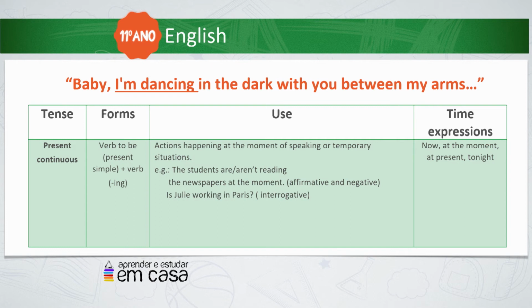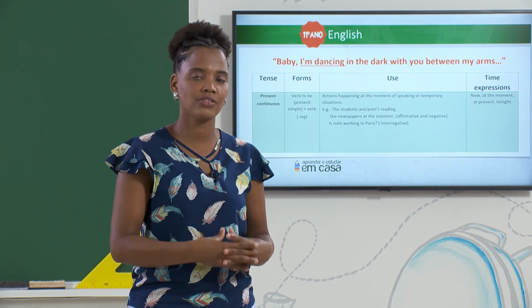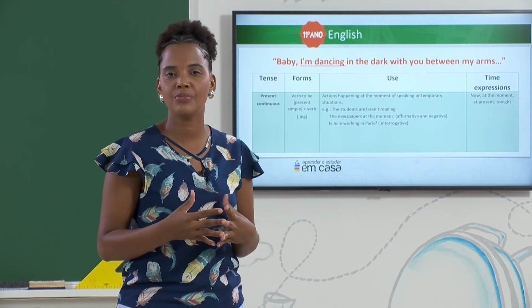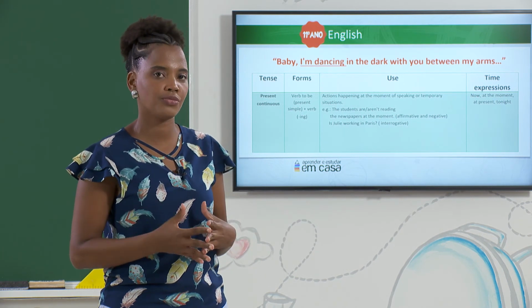Examples, the students are reading. Negative, the students aren't reading the newspapers at the moment. For the interrogative, we put the verb to be before the subject. So we have, is Julie working in Paris? The time expressions used with the present continuous are now, at the moment, at the present, tonight. Okay, don't forget that the present continuous is used for actions, especially actions happening at the moment, and the verb to be is conjugated according to the subject.